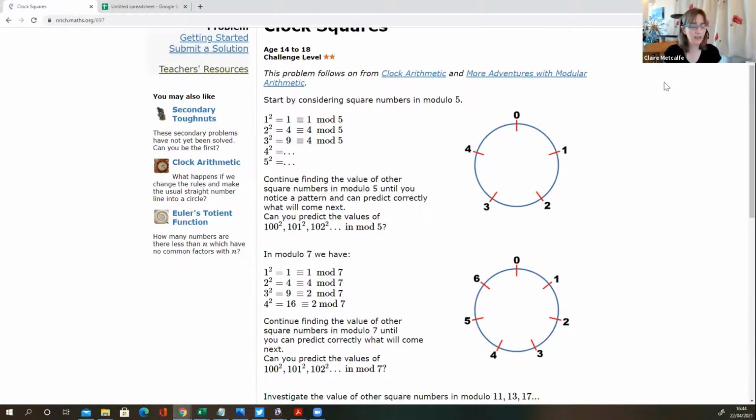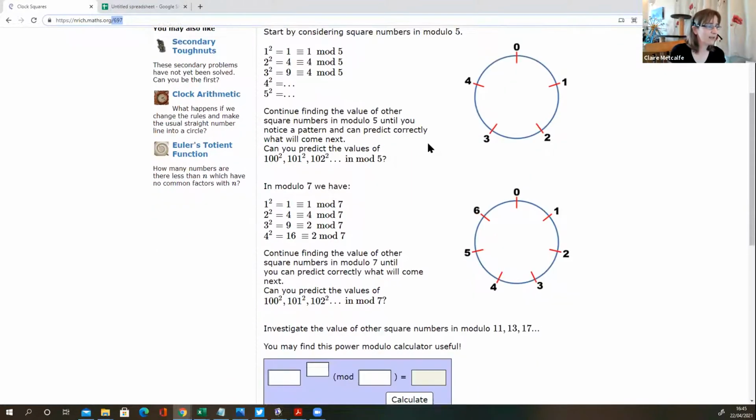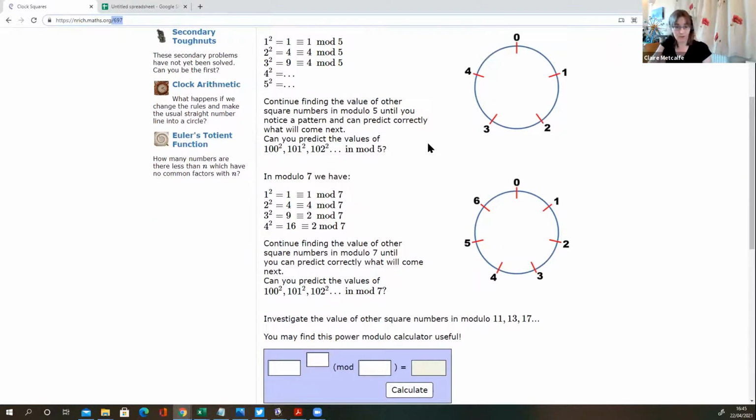Okay, clock squares is actually a revamped old problem. You can tell that because of the URL 697. That's quite a small number in NRICH terms, which means that this was originally one of the first NRICH problems. However, we have made it look a bit fresher, and we've added in some extra bits. So Charlie, do you want to start off on this one?